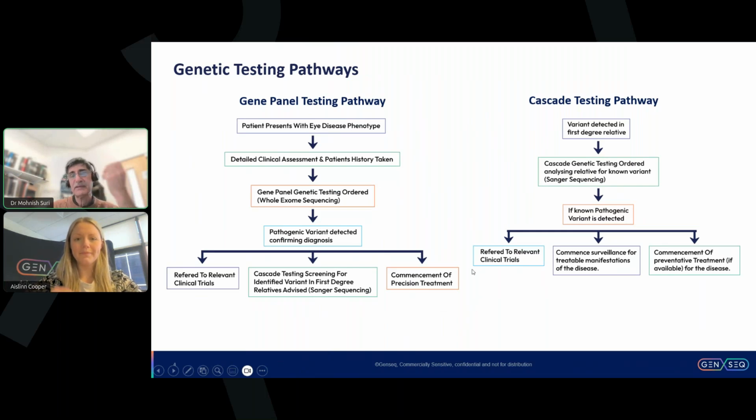For example, if you made a diagnosis of COL2A1 related Stickler syndrome, where there is a very high risk of retinal detachment, you can consider doing something like retinal cryopexy to reduce the risk of that patient actually having retinal detachment. So now you've got your molecular diagnosis in this patient, and you can move on to the cascade testing pathway.